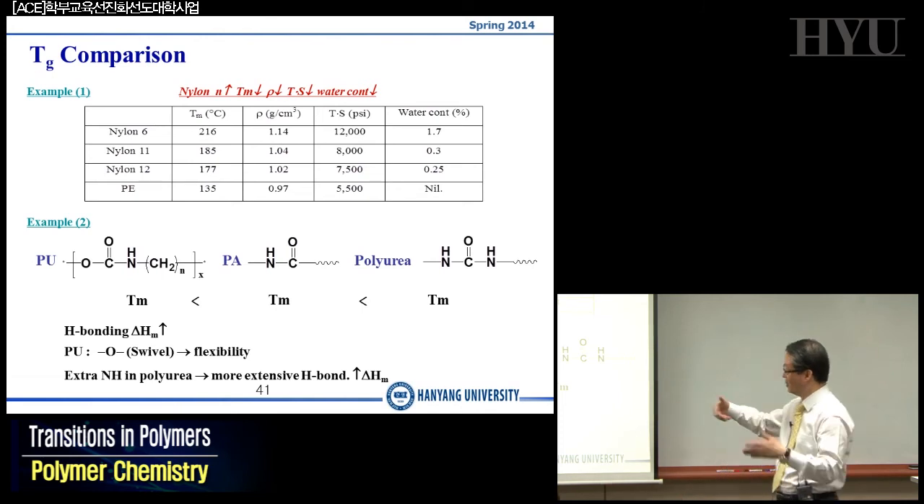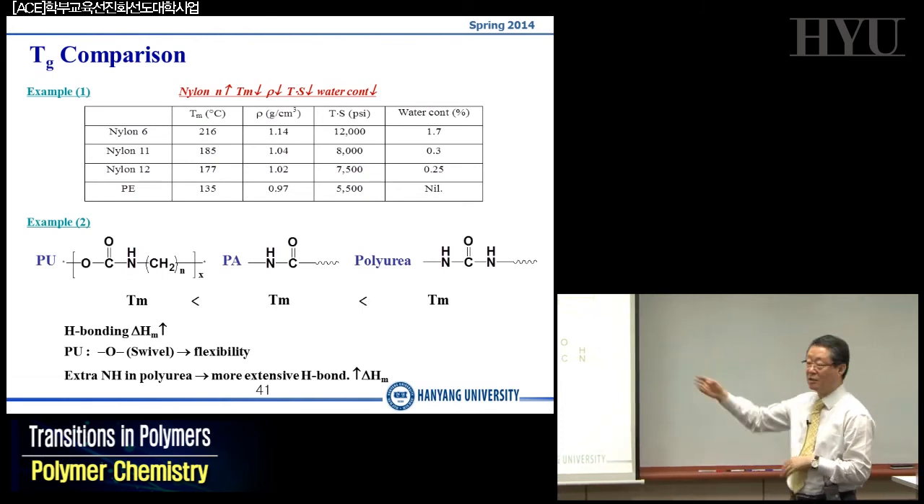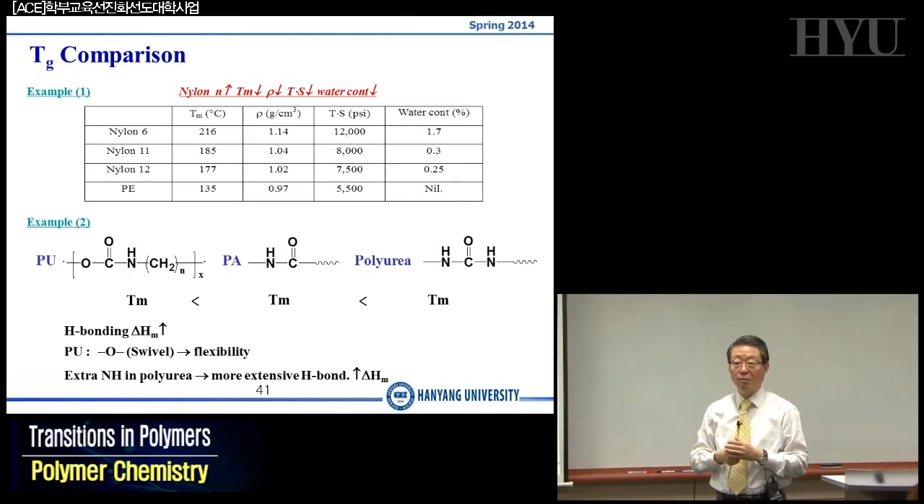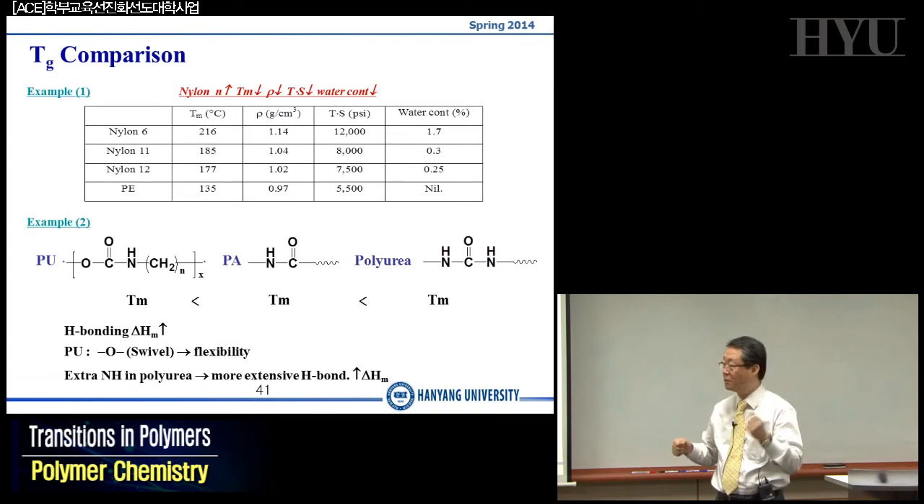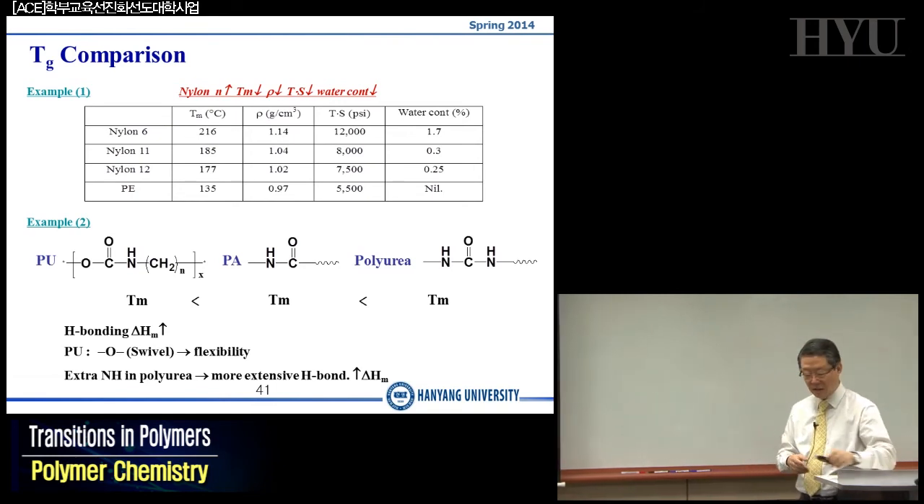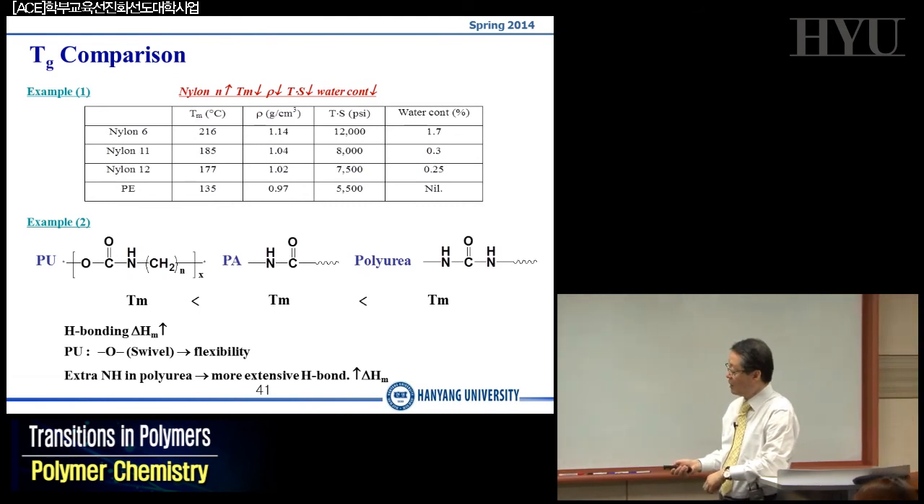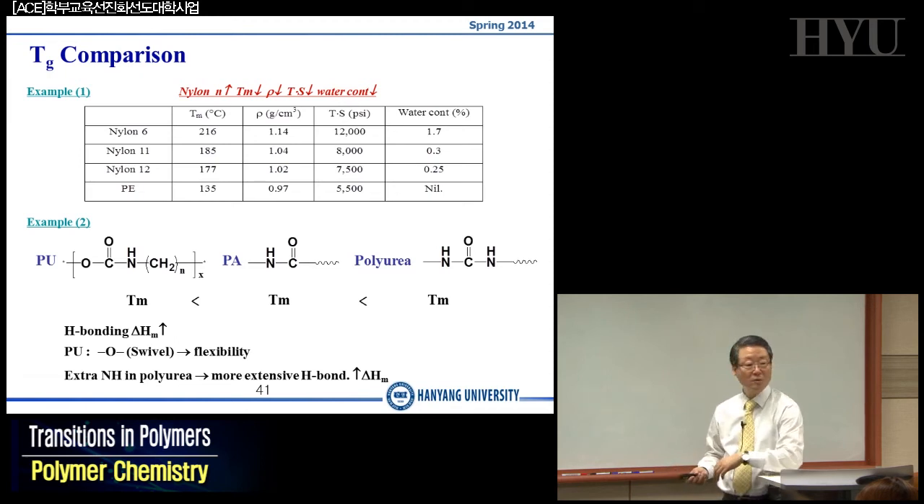So you can make a food tray with high melting point polyureas. Polyamide can be made for plastic, or could be made for fibers, semi-crystalline fibers, and so on. Anyway, in summary, if you have hydrogen bonding forces, then you increase your enthalpy of melting, and so that contributes to the high melting temperature. If you have a swivel group, such as ether, then it contributes to the flexibility so that the melting point decreases compared with the polyamide. Okay.